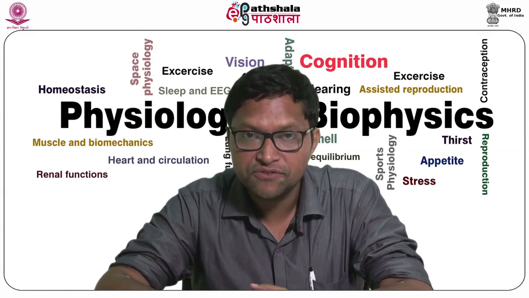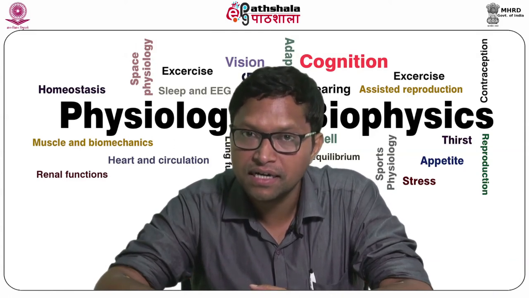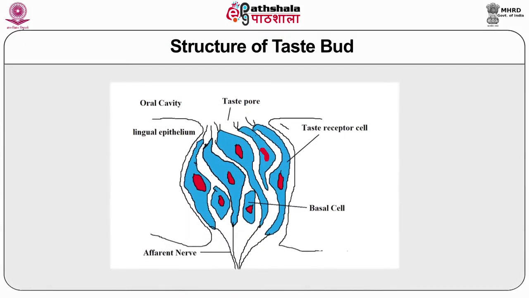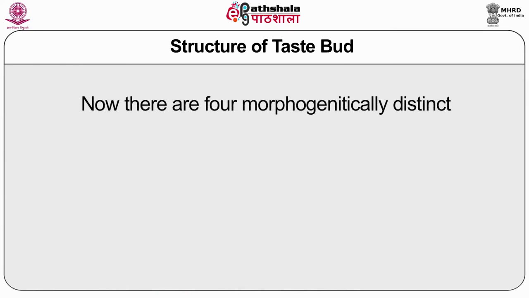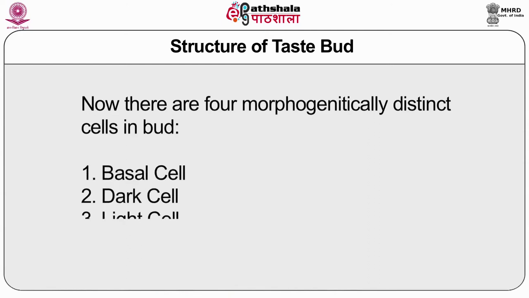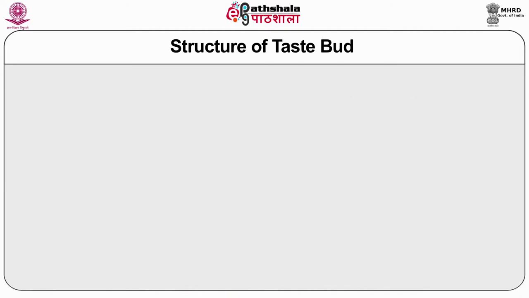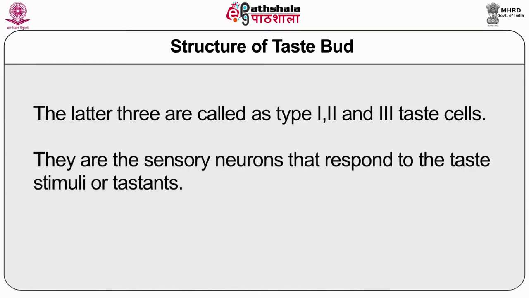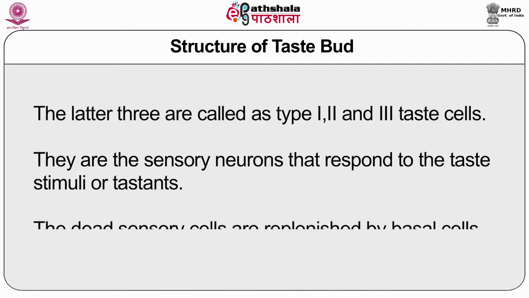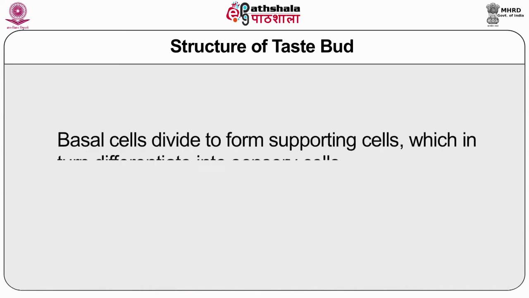We always know that the first point of contact of food is the tongue. The receptors for taste are located on the surface, clustered into bud-shaped structures called taste buds. There are four morphologically distinct cells in the bud. They are called the basal cell, dark cell, light cell, and intermediate cell. The intermediate cells are also of three types, type 1, 2 and 3 taste cells. They are the sensory neurons that respond to taste stimuli or tastants. The dead sensory cells are mainly replenished by the basal cells, and the basal cells divide to form supporting cells, which in turn differentiate into the sensory cells.